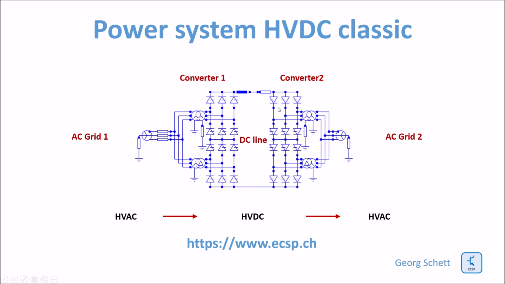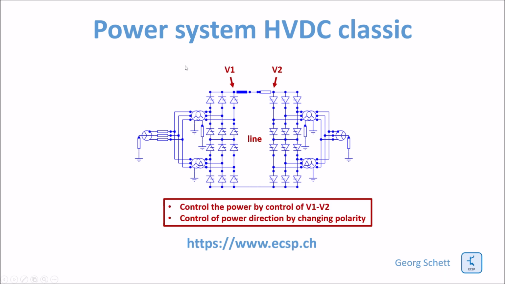That means if you want to reverse the power flow, you cannot reverse the current, but you have to invert the voltage. So power flow from left to right is achieved by a positive voltage. Power flow from right to left is achieved by changing the polarity between the sending and the receiving end. So both are either positive or both are negative. And this is how you can change the power flow in HVDC. So you control the difference in voltage at the sending end and at the receiving end.